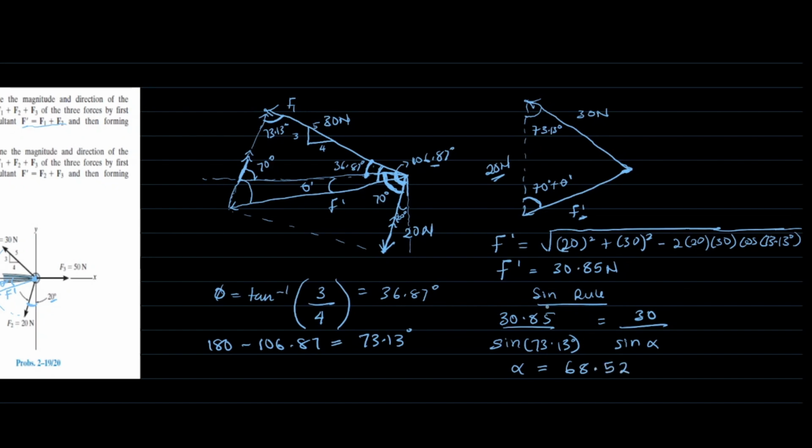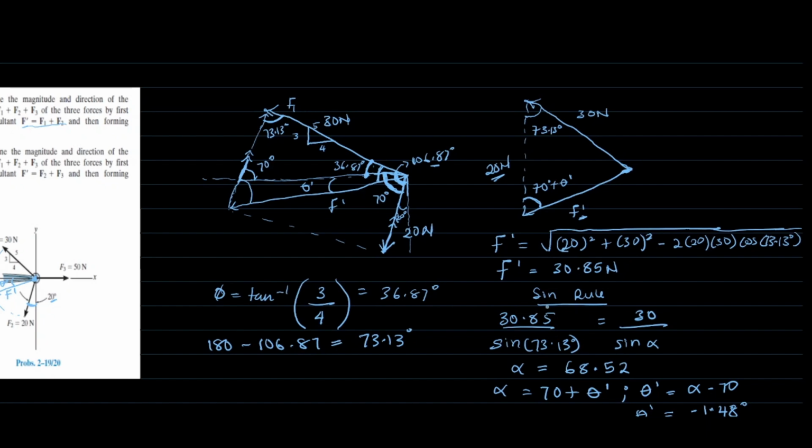68.52. Now remember that alpha is equal to 70 plus theta bar, which means if you make theta bar the subject of the formula, it is equal to alpha minus 70. So this in the calculator, you're going to get minus 1.48. Now you may be thinking, why is it negative? It just simply means that the F bar is rotating from the positive x-axis in the clockwise direction. That's all it means, just telling you direction.